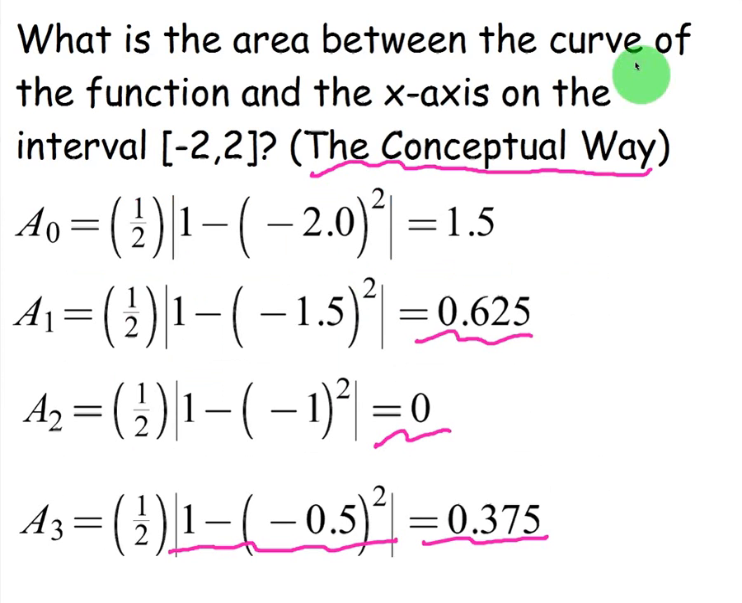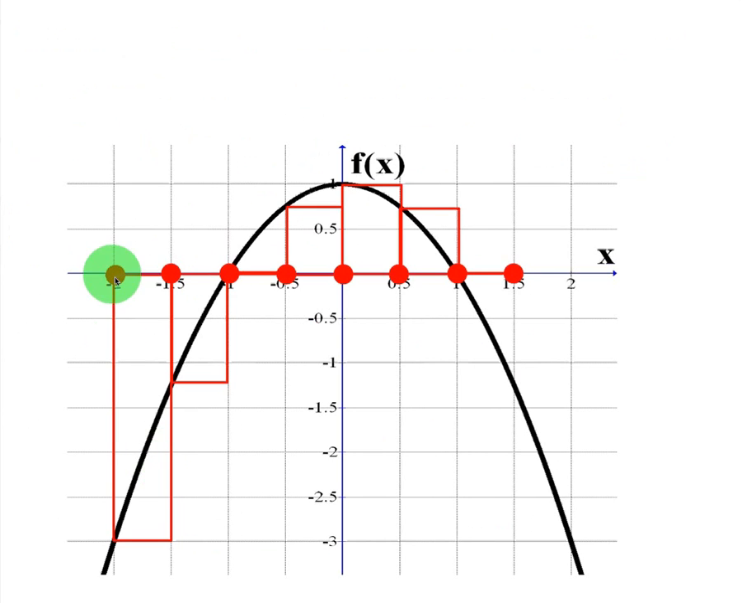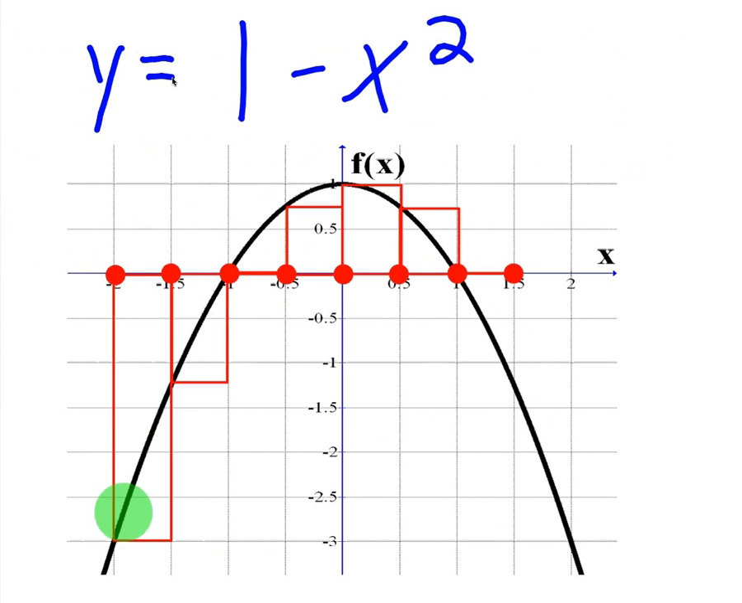So what is the area between the curve of the function, the x-axis, and the interval -2 to 2? Well, the first thing we're going to do is just do it the conceptual way. So let's talk about the area of this initial rectangle, which we're going to call A0. Well, the width is going to be the same for all of these rectangles. It's going to be 1/2. But what about the height? Well, the height is determined by the y value of this curve, which, again, the formula for that, I'll put it up here, is 1 minus x squared. And we'll just say y, even though it's the same as f of x.